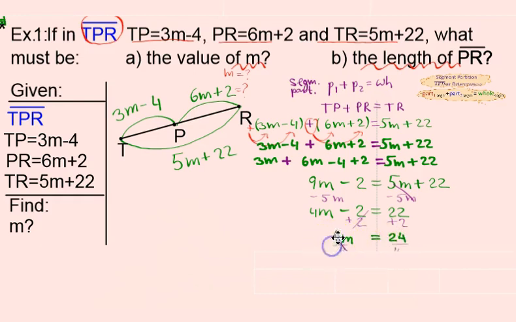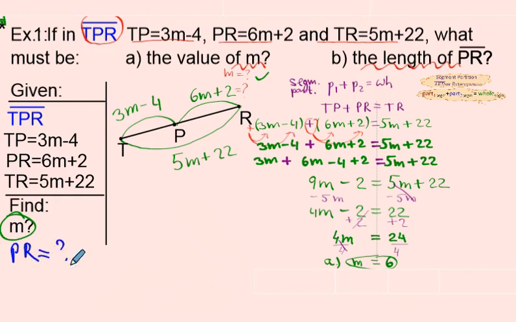I already understand that you'd divide both sides by 4, getting your result for m as 6. So right now, we satisfied this first question. Got that? The value is 6. And moving on with the next question, finding the value of PR.